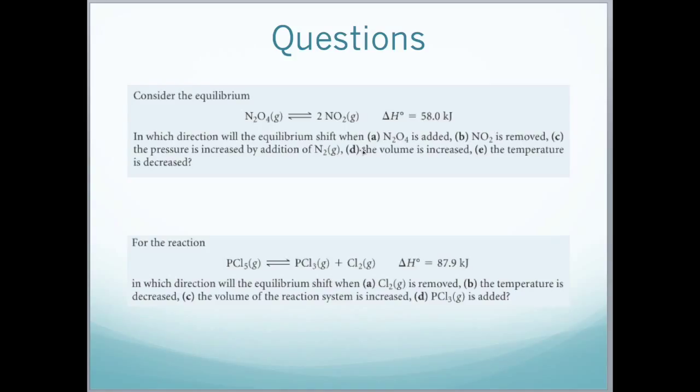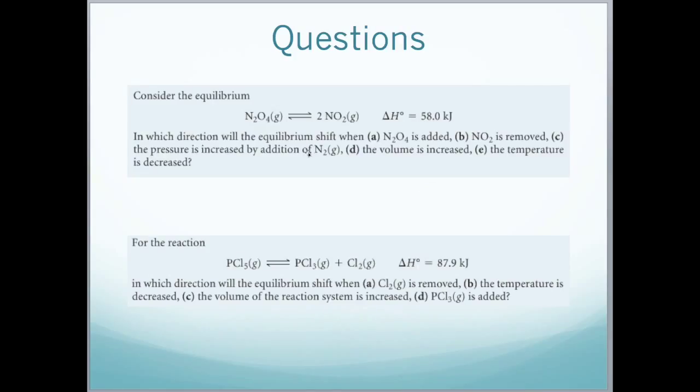D, so what will happen to the equilibrium if the volume is increased? If we increase the volume of the system, the shift will be in the direction that occupies a larger volume, meaning we have more gas molecules, therefore the equilibrium will shift to the right because there are 2 moles here and only 1 mole here.